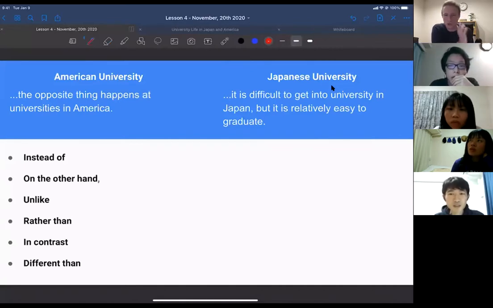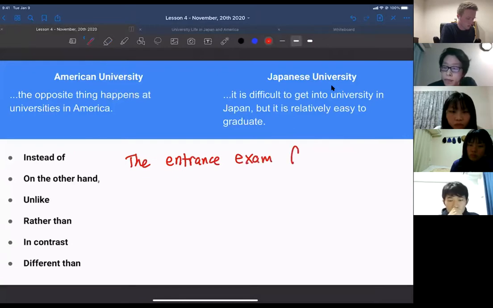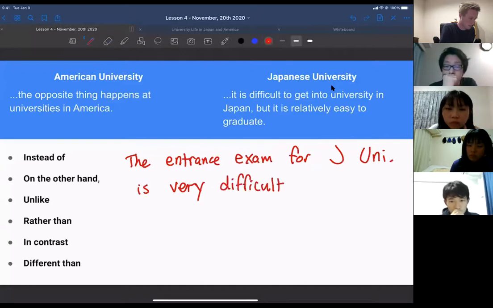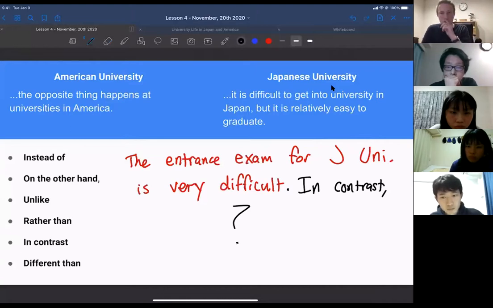All right, maybe I'll start one and you try to finish it. So for example, let's see. Okay, ooh, it keeps putting that back. I don't know why. So the entrance exam for Japanese universities is very difficult. In contrast, what? Can someone answer it?